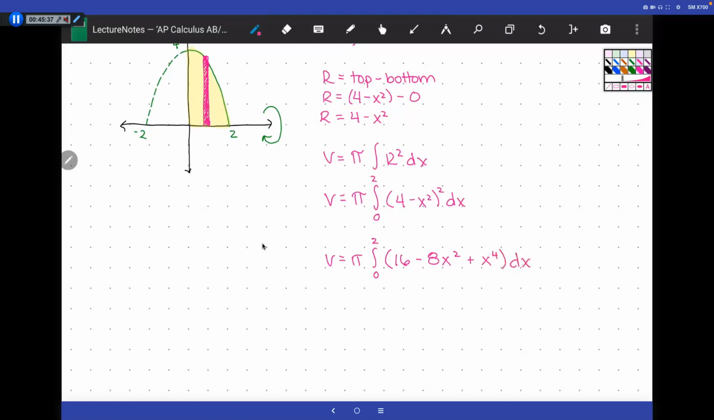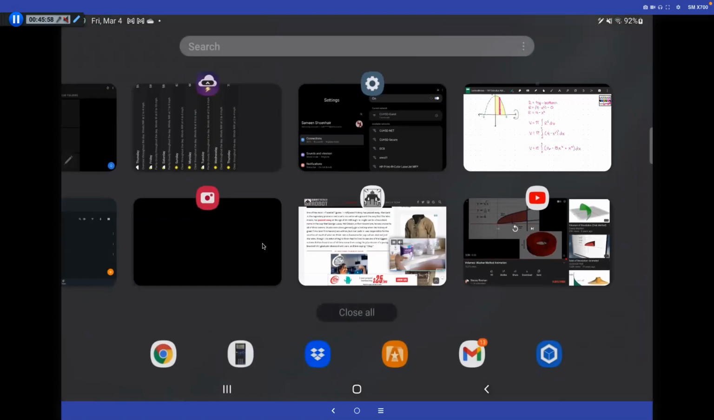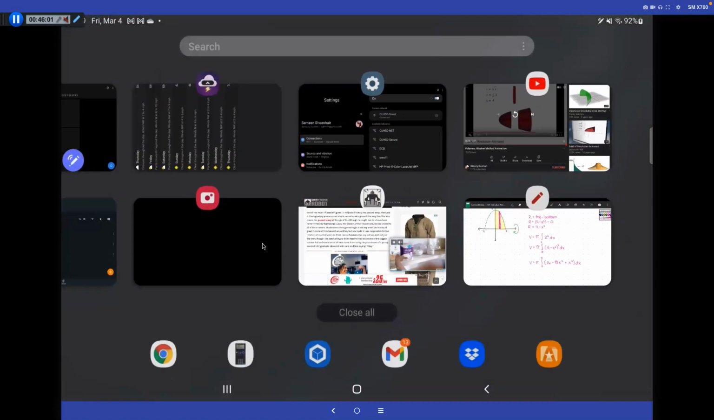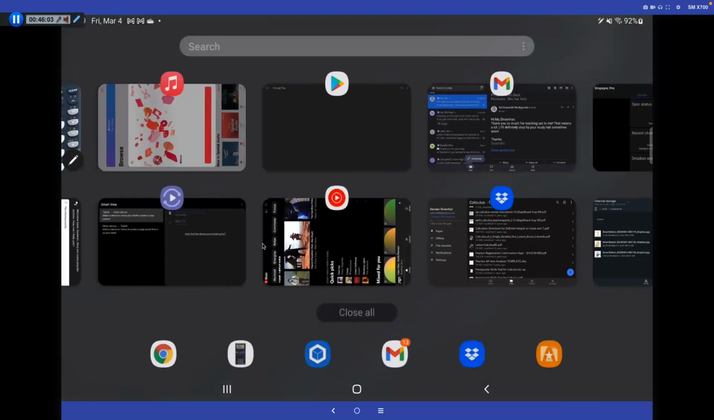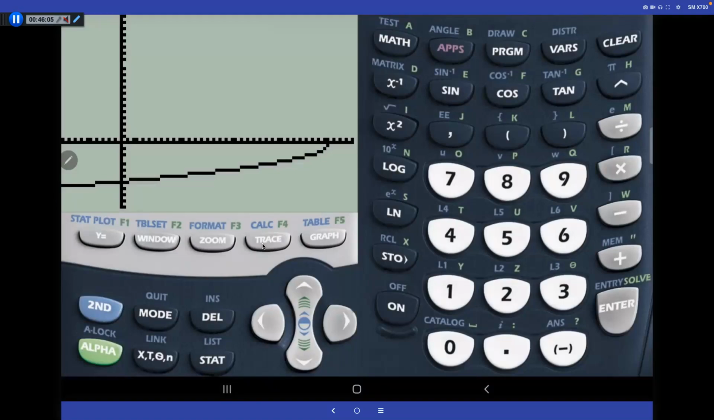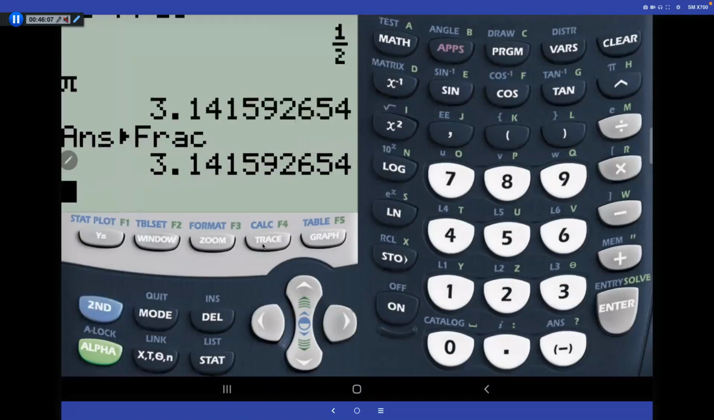So with these, we've got a pi in them. The answer is going to be in terms of pi. So if you're going to use the calculator, don't put the pi in the calculator. Where's my calculator? There's my calculator. So here's what I mean.